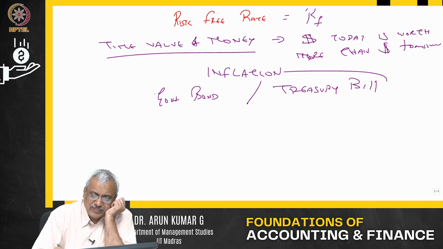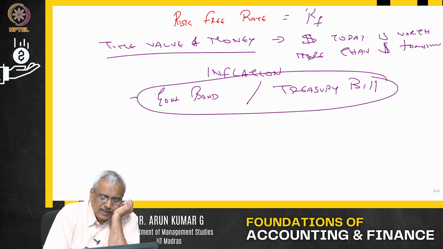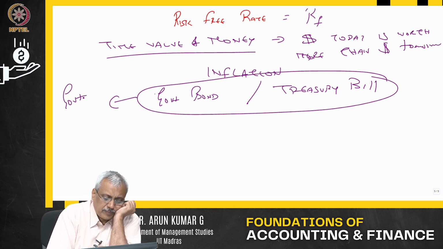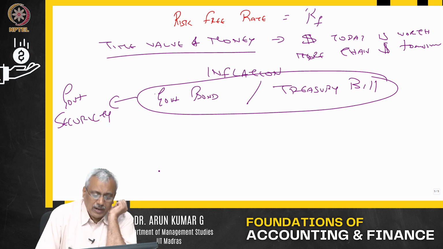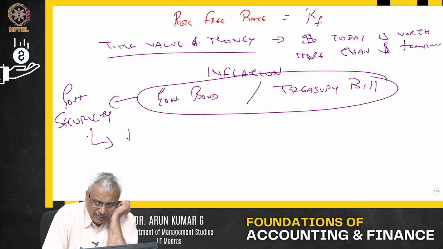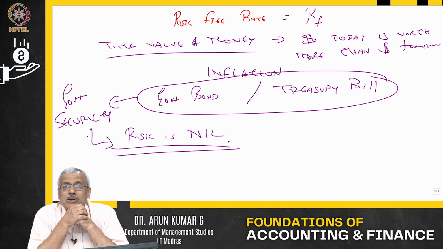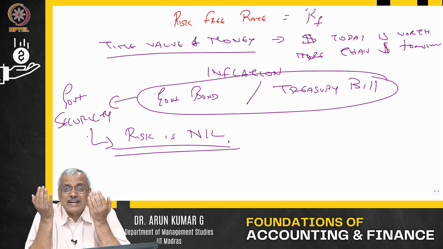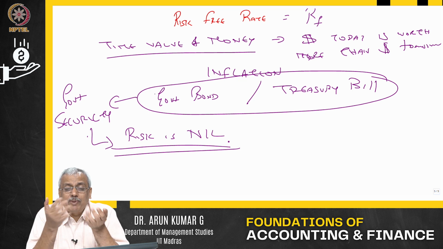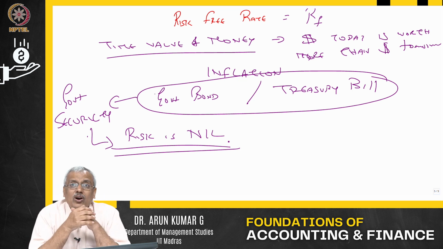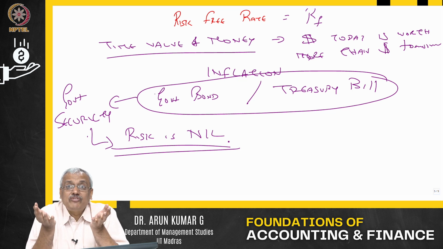That means I am investing in what you call a government security. What is the risk of investment in a government security? Risk is nil out there. Risk cannot be there. If you invest in the government bond, you cannot have risk because the government has to repay. If the government starts defaulting, then the country ceases to exist. So the government will repay. The government cannot default.